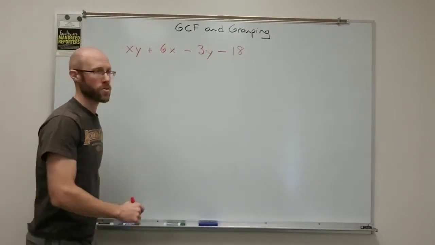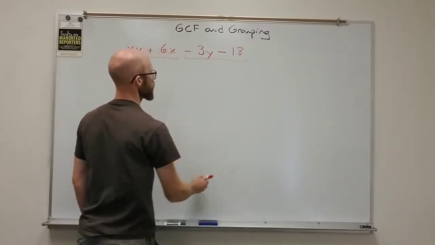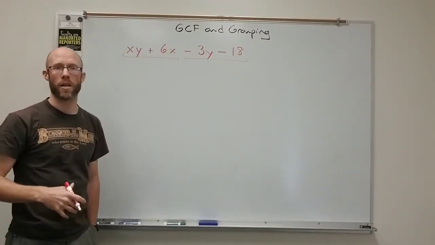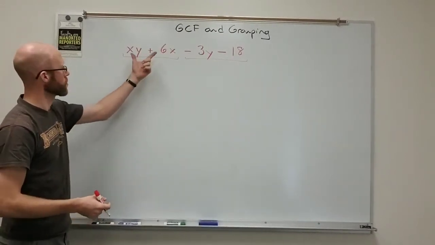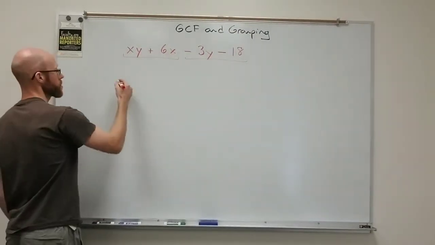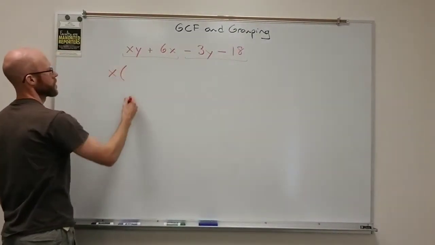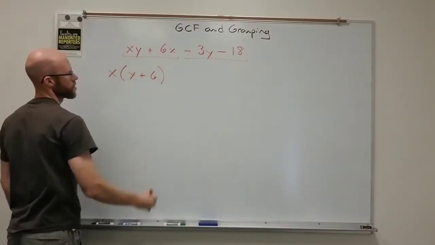So in this one, I again have 4 terms, and I'm going to group together the first 2 and the last 2. Okay, so I'm grouping these 2 together, grouping these 2 together, and I'm going to pull out whatever the common factors are, the greatest common factors. And so in these first 2 terms, they share a common x, so I'll pull the x out. I'll be left with a y and a 6, so that's y plus 6.